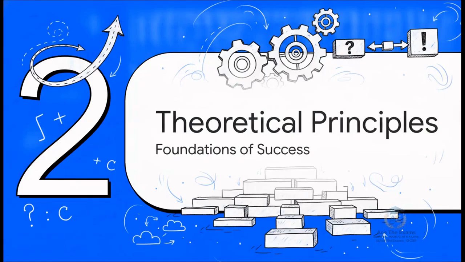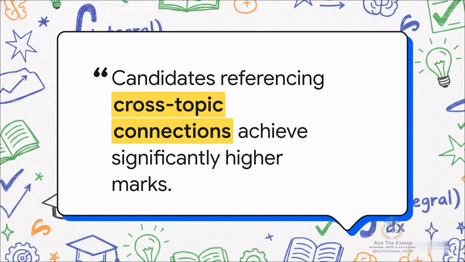Moving right along to section 2. Core theoretical principles. These are the foundations of your success. And this brilliantly illustrates exactly what the examiners are looking for. This quote is pulled straight from the principal examiner reports, and it says candidates referencing cross-topic connections achieve significantly higher marks. So what does that actually mean for you?